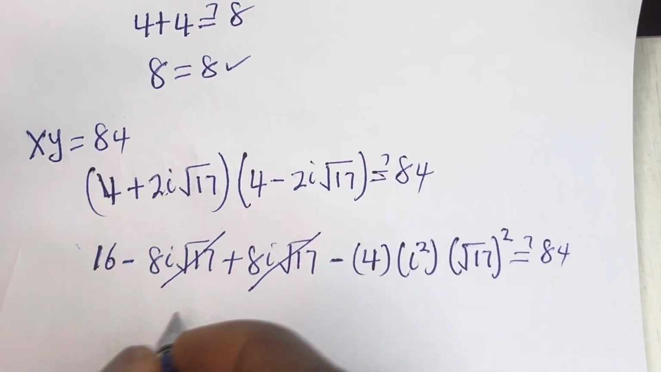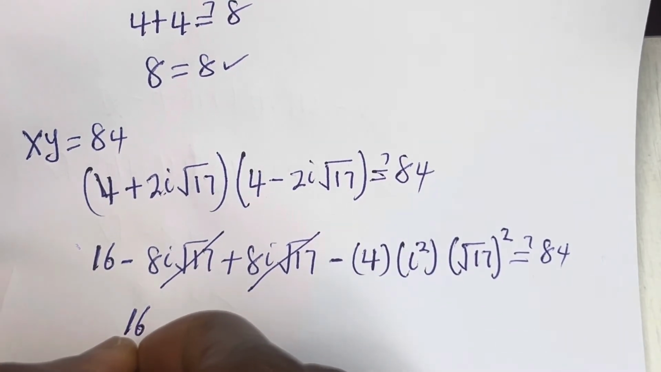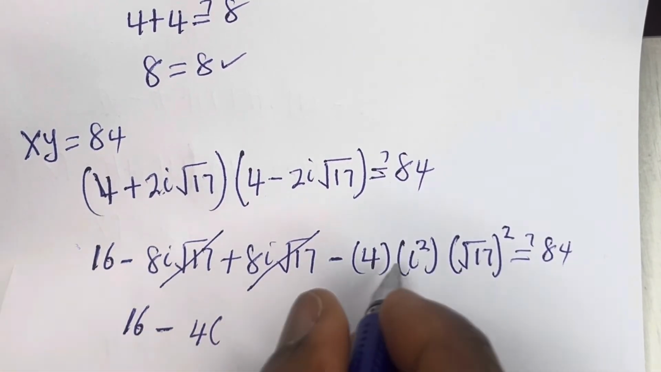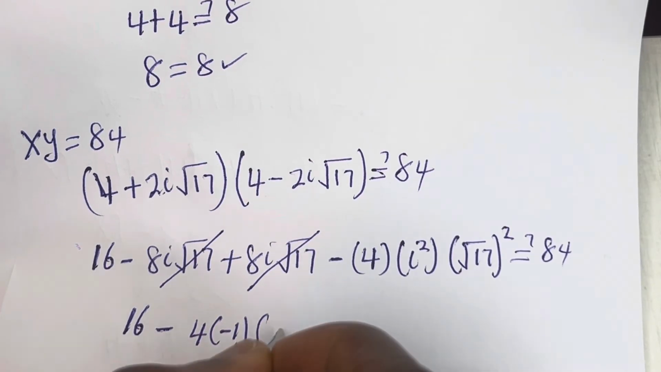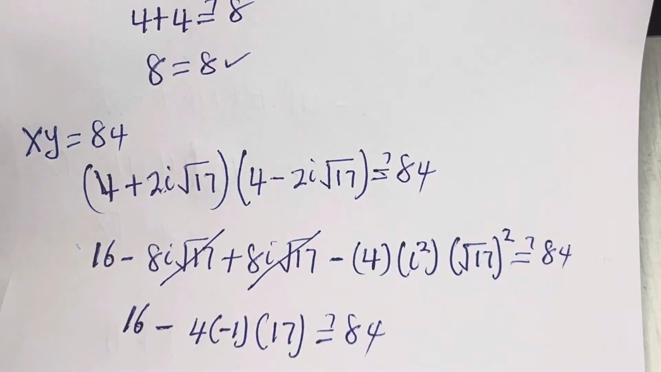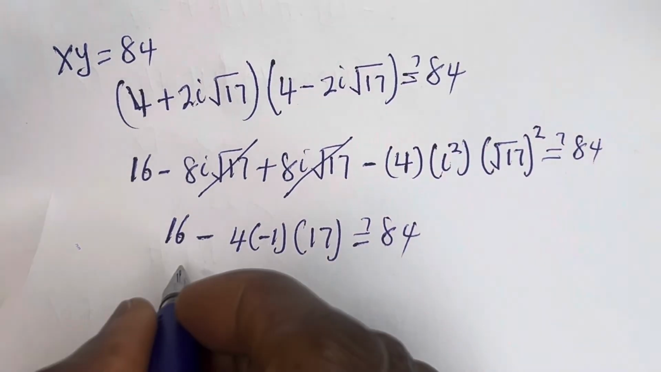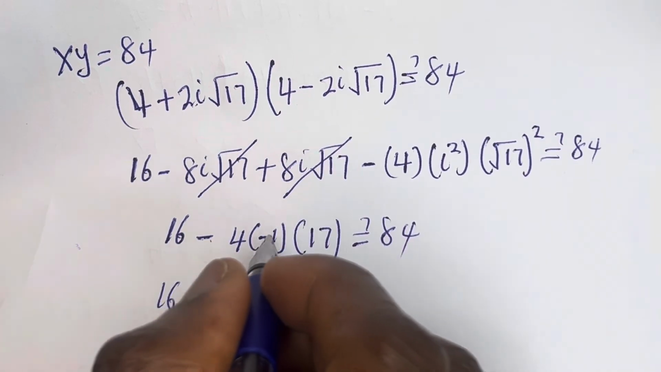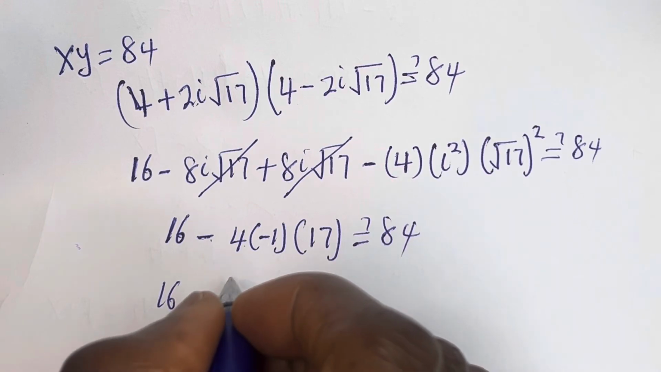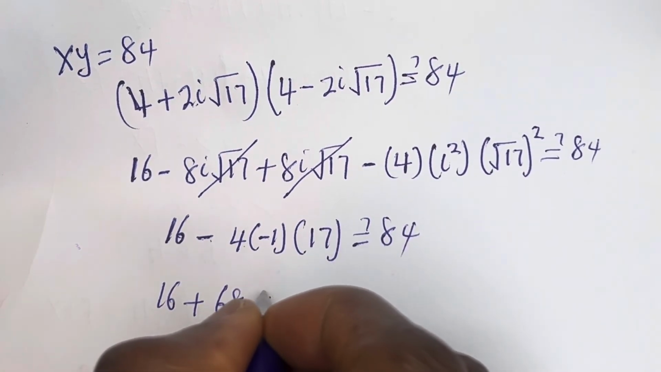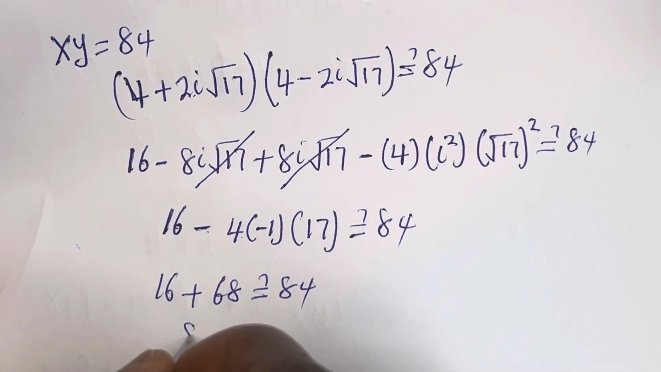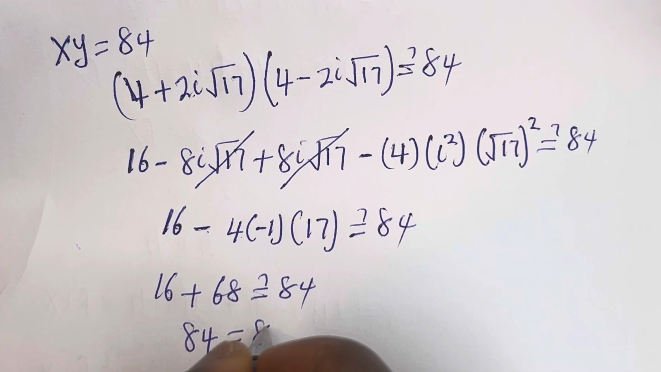This, we cancel. 16 minus 4 multiplied by i squared, which is minus 1, multiplied by 17, must be equal to 84. Then we have 16 minus, and this minus will become plus, 4 multiplied by 1 multiplied by 17, that is 68, must be equal to 84. Then 16 plus 68, this is 84, is equal to 84, which is true.